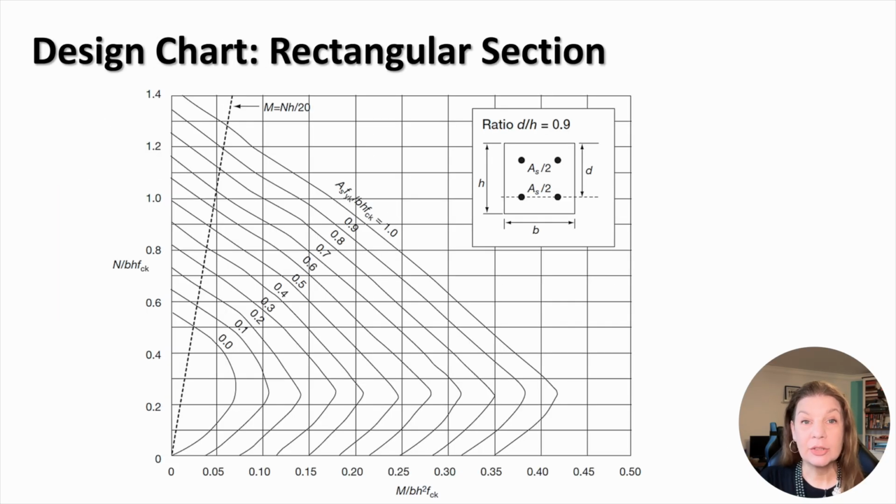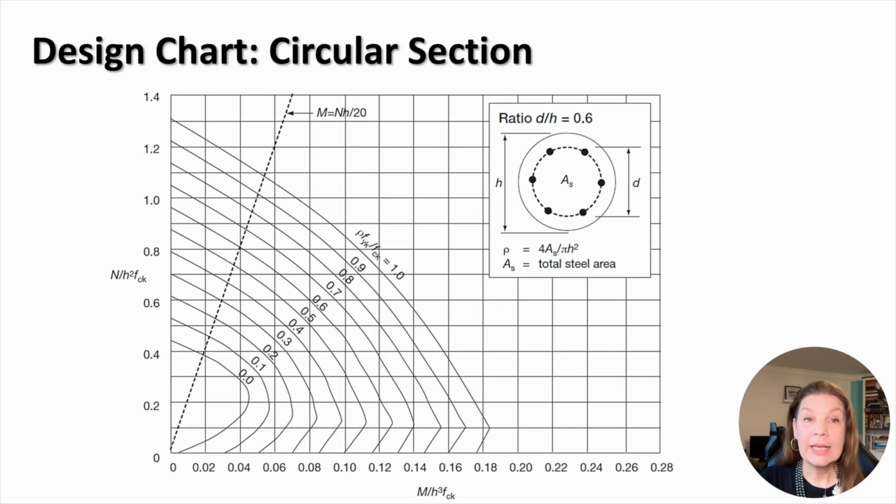Here you can see a typical chart that can be used for the design of a rectangular reinforced concrete section with the D to H ratio equaling 0.9. Note that the curves you see in the chart are called interaction diagrams. Here you can see a typical chart that can be used for the design of a circular reinforced concrete section with a depth D over H ratio equaling 0.6.